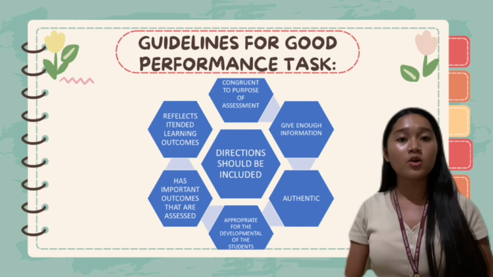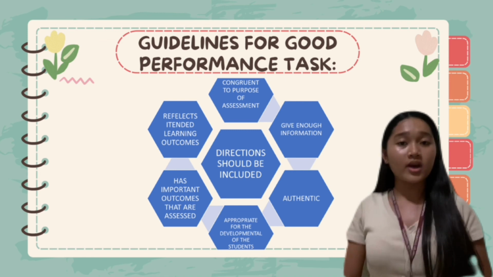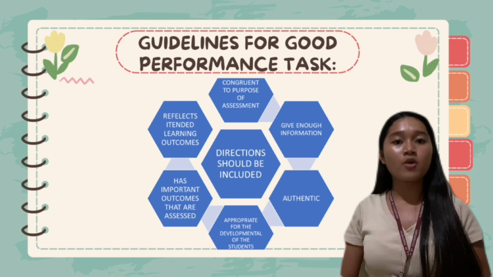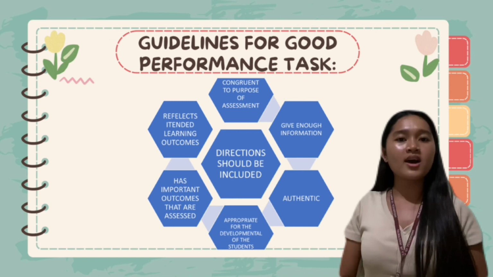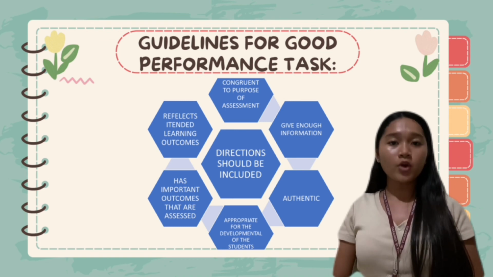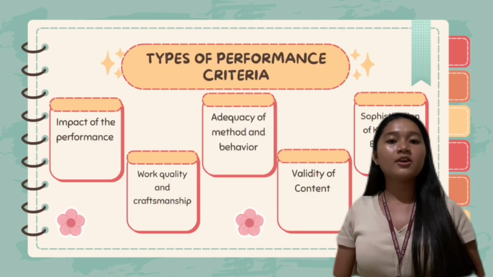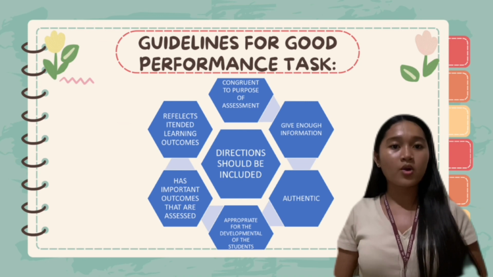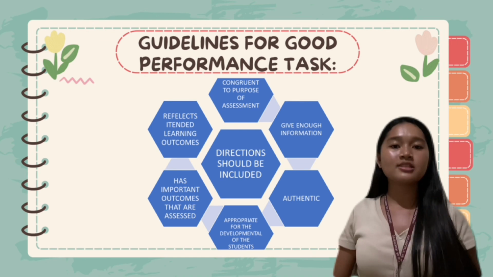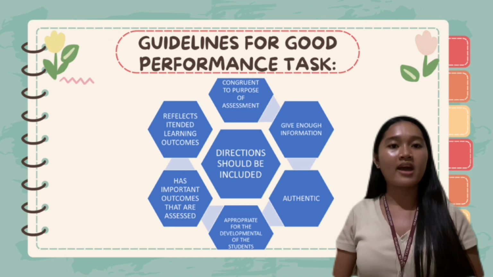The following are the directions that should be used. The first one is congruent. It is an agreement to the purpose of assessment, to understand the structure of their assessment. The second one is elicits, or to obtain or evoke behaviors at the level stated in the learning environment. The third one is authentic or real. The fourth one should give enough information and it should be accurate. The fifth one is the important outcomes that are assessed or evaluated by the students. And the last one is reflects or reviews intended learning outcomes, or ILO.